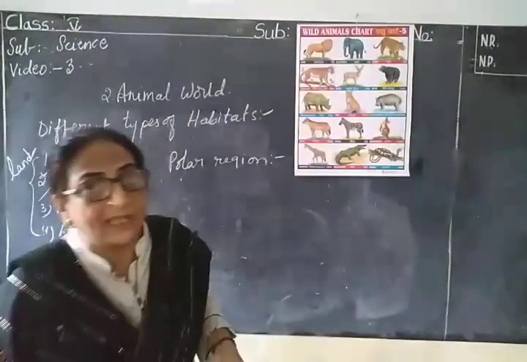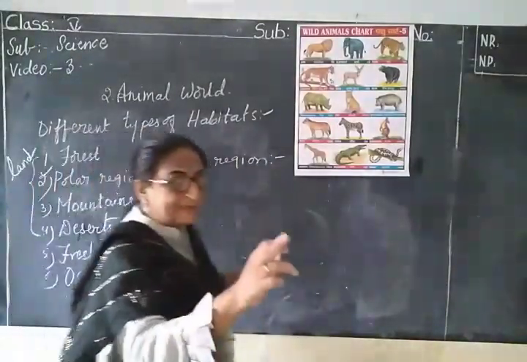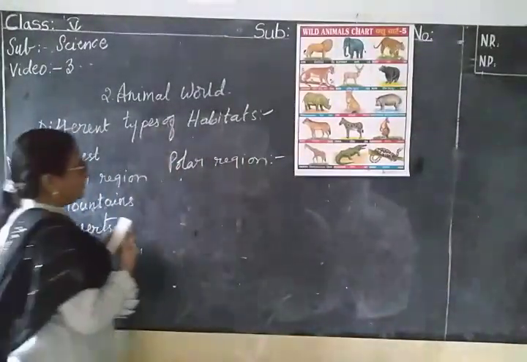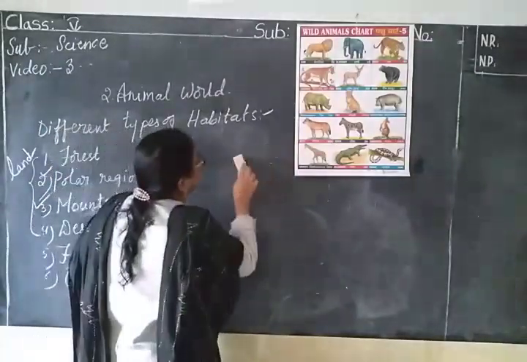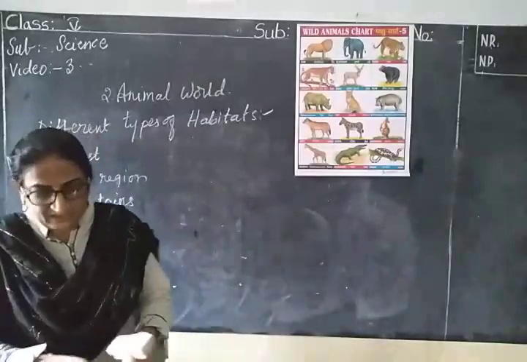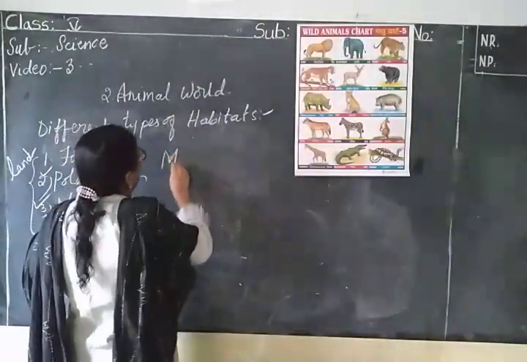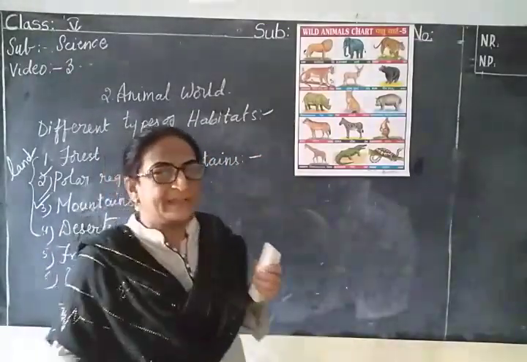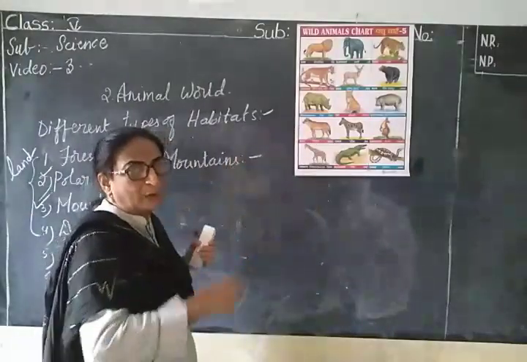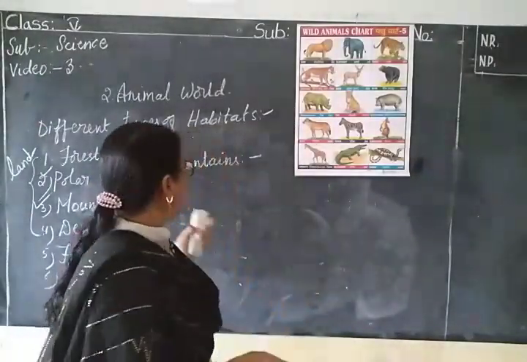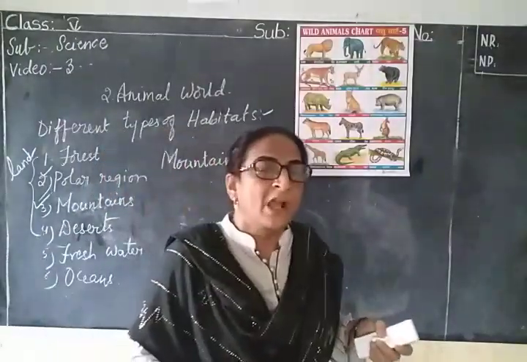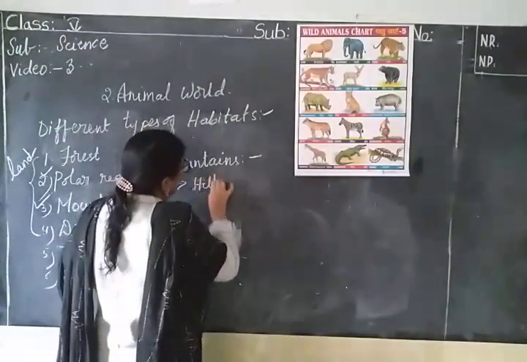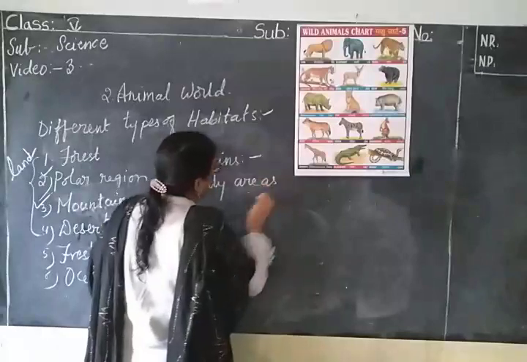Now let us learn about the mountains. You have learned about the forest, you have come to know about the polar regions. Now we will learn about the mountains. Mountains are also one of the habitats where you can find some variety of life. Some kind of life is found on the mountains. So what are these mountains? Mountains are hilly areas with a rocky surface.